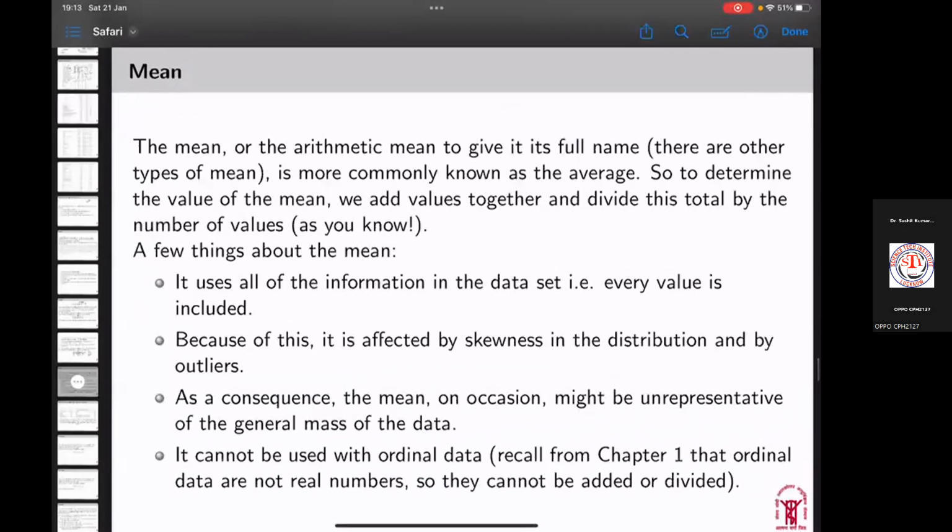Now one more very important numerical descriptive statistic is the mean. You all know the formula of the mean: you sum all the observations and divide by the number of observations. Since class 8th or 9th, this formula has been given to you. But the important thing is when you should use the mean and when you should not use the mean.